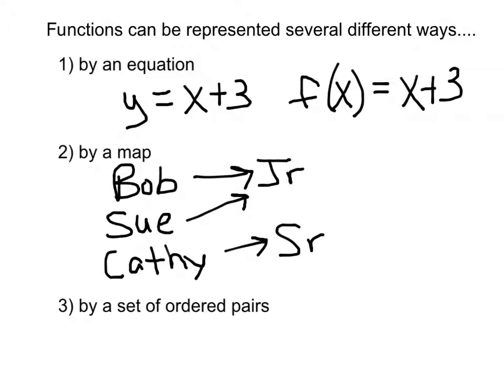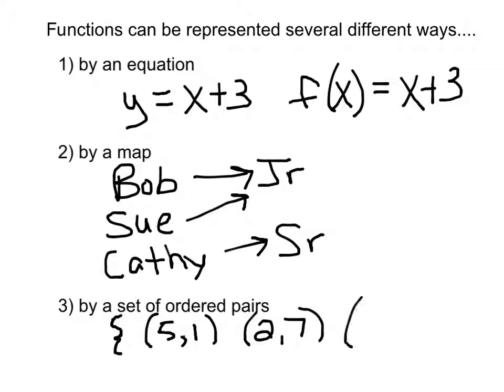The function could also be represented as a set of ordered pairs. So you could have the set of points (5, 1), (2, 7), maybe also (-2, 7). So these are three different ways to represent these three different functions.